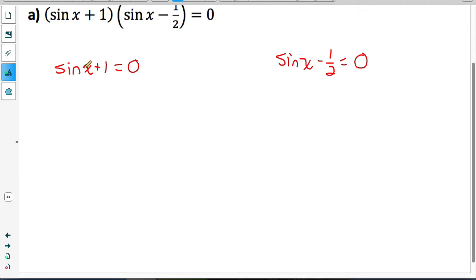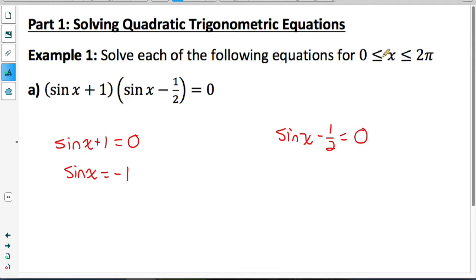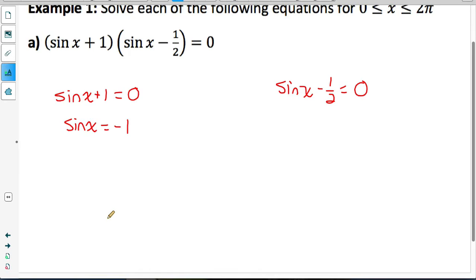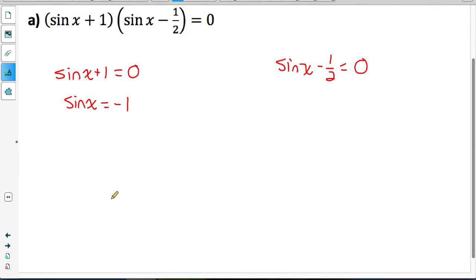So we need to isolate the trig ratio. So sine x equals -1, right? Just subtract the 1 to the other side. And now I need to know when is sine of x equal to -1. Well, it's equal to -1 an infinite number of times, but I just want to know for what angle between 0 and 2 pi is the ratio equal to -1. So I can use my unit circle to calculate that, right? Remember the sine ratio is equal to the y coordinate of where it intersects the unit circle.